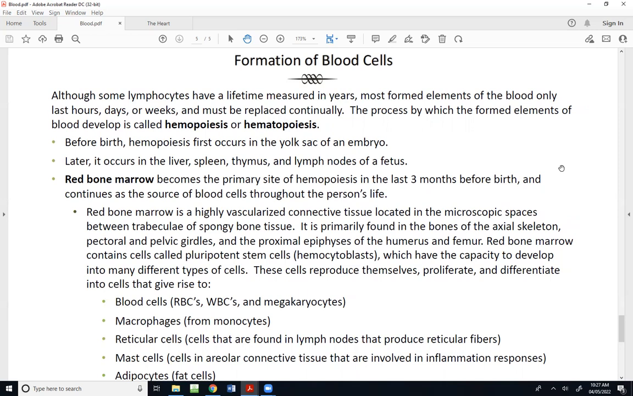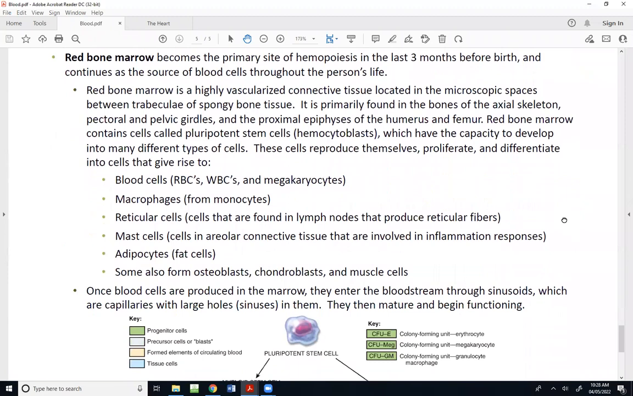Later, once we do have some organs, it takes place in places like the liver, the spleen, the thymus, and our lymph nodes. Okay, but then just in the last trimester, the last 3 months before birth, the red bone marrow becomes that primary site, and it continues as that site through the rest of our life. And therefore, as adults, which we're all in at that stage now, our red bone marrow is where we're making our blood cells.